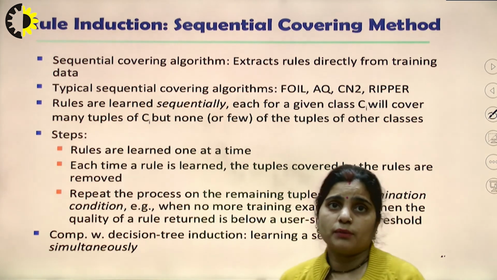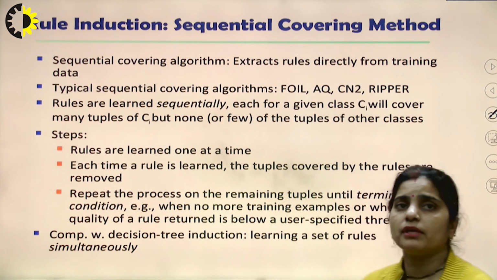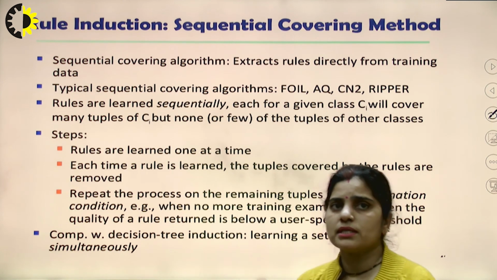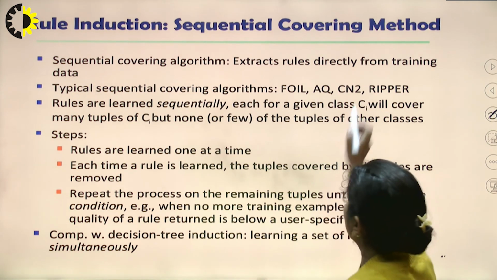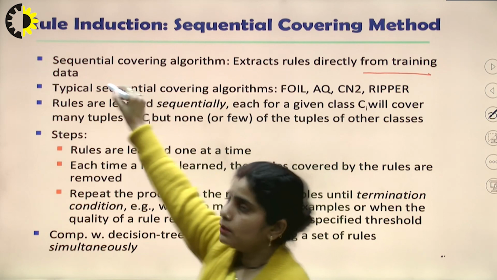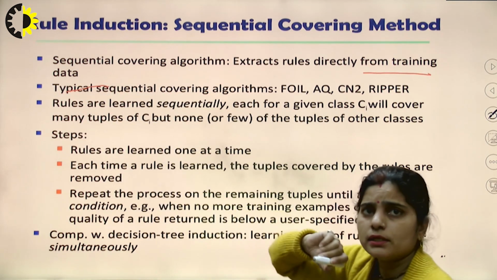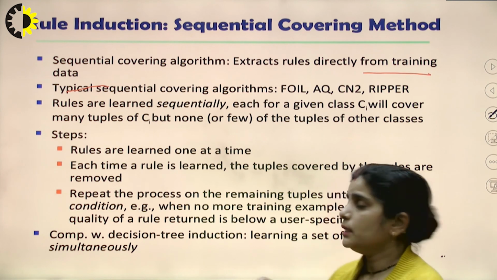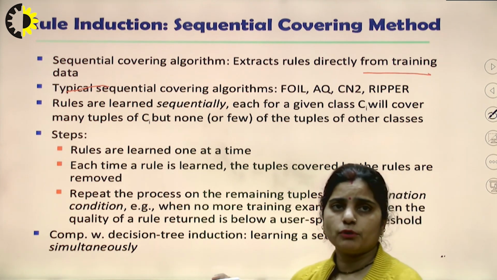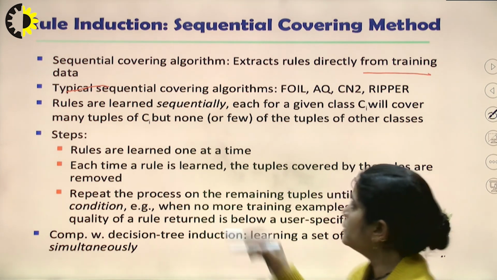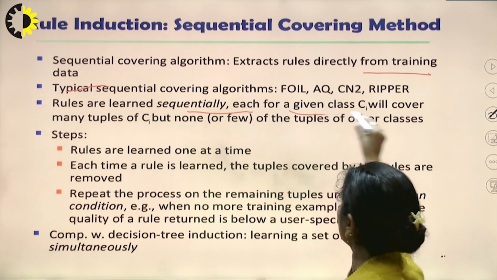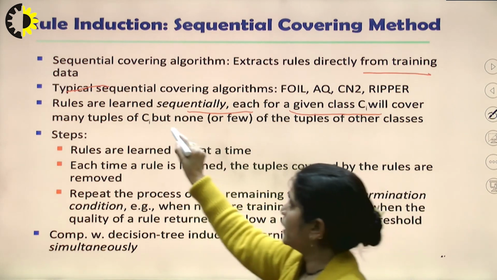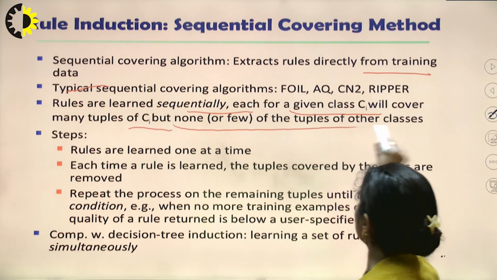Here a sequential covering method, or sequential covering algorithm, is also used to extract rules, but the sequential covering algorithm extracts the rules directly from the training data. Many sequential covering algorithms are used: CN2, FOIL, AQ, Ripper. In these methods the rules are learned sequentially, and a given class Ci will cover many tuples of Ci only, but none of the tuples of other classes.